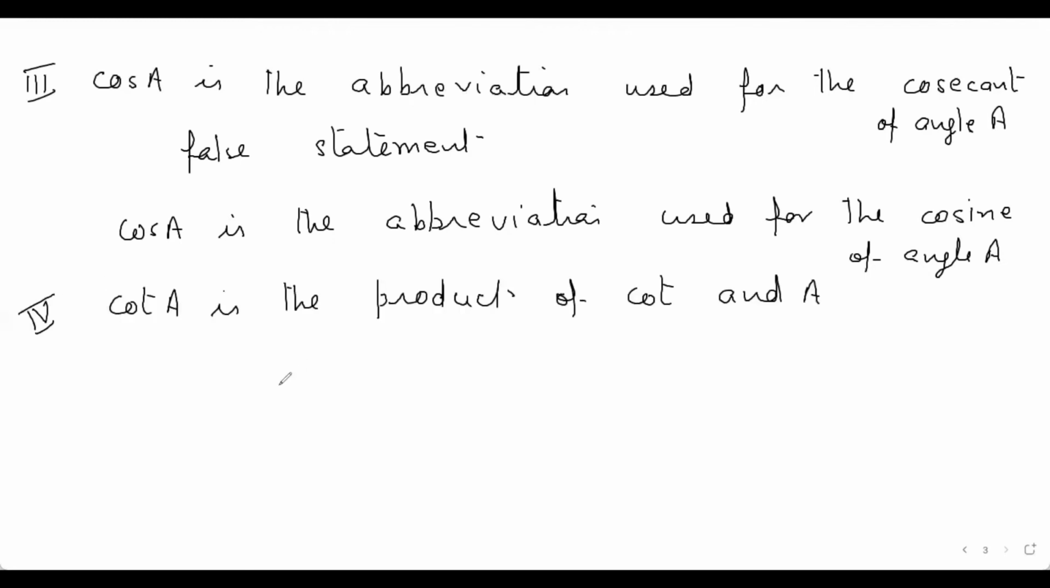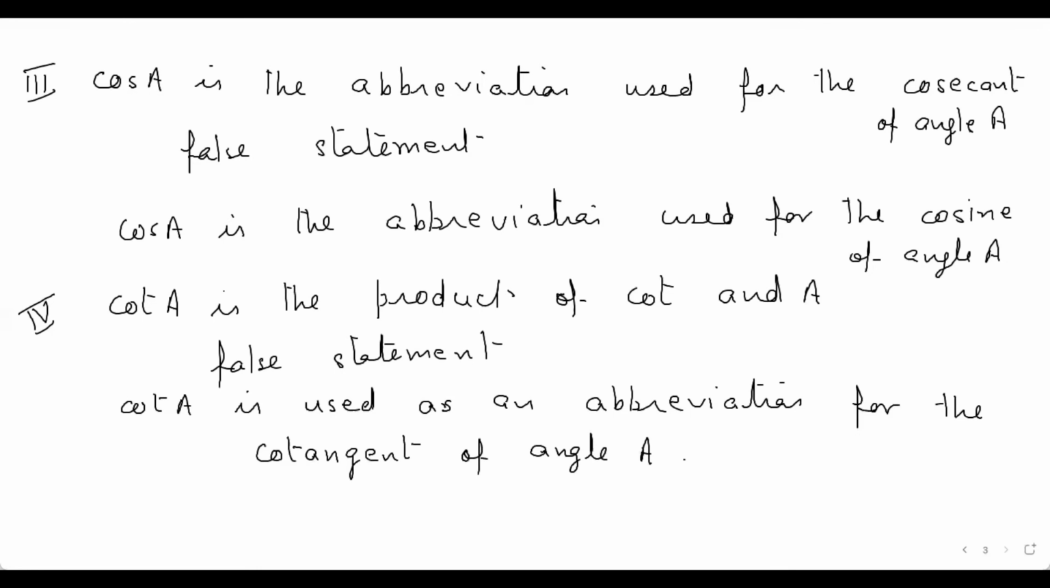Now the fourth part is, cot A is the product of cot and A. No, again a false statement. Cot A is not the product of cot and A. Cot A is used as an abbreviation for the cotangent of angle A. Cot separated from A has no meaning.